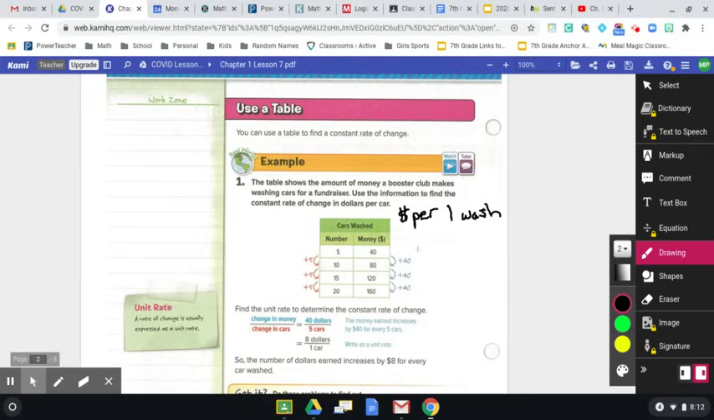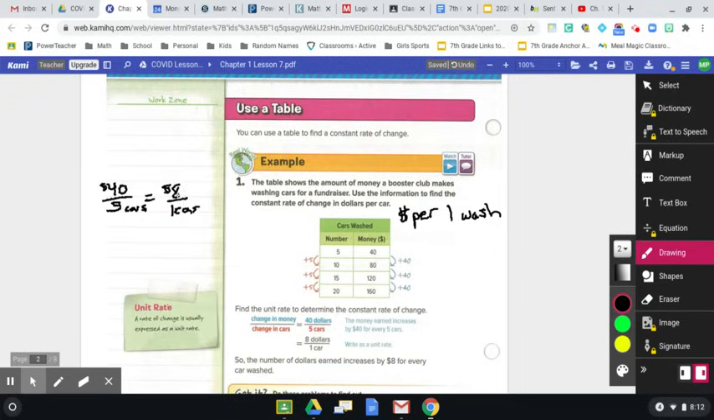So if I were to take, and I think I'm going to come over here this time and show you, $40 for 5 cars. How much is it per one? Per one. Well, 40 divided by 5. That goes in 8 times. So it's $8 per one car.